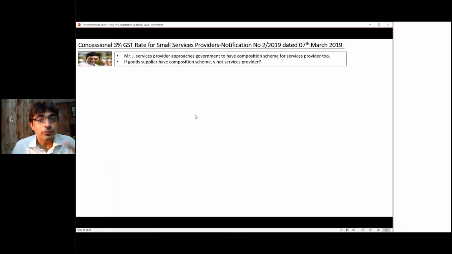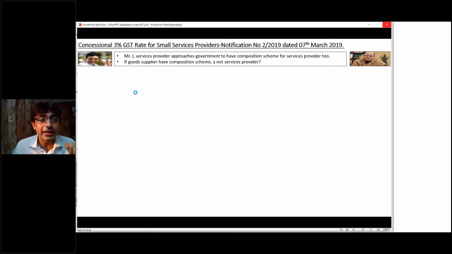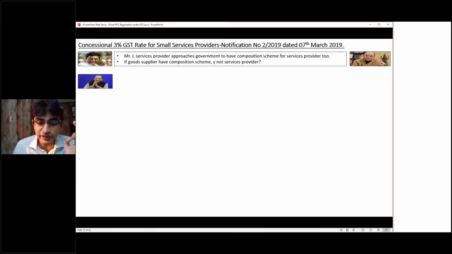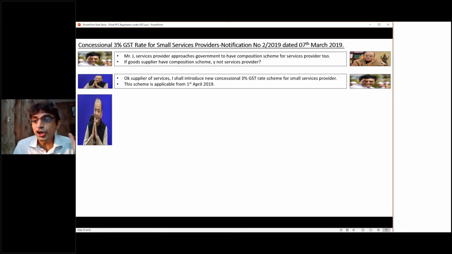See. Now suppose Mr. Jaykant. What he is doing? He is a services provider, not selling goods, a cost accountant, chartered accountant like us. So he is complaining to government that for goods you have introduced that composition scheme. What about service provider? Why not introducing for us? So from 1st April 2019, government introduced scheme for services provider also. See the scheme. Concessional 3% GST, applicable from 1st April 19.